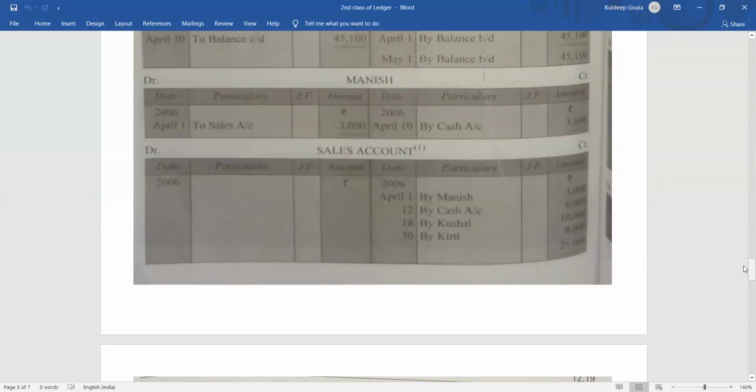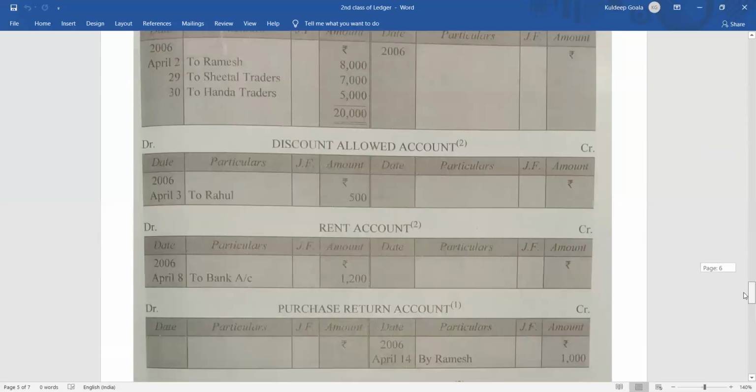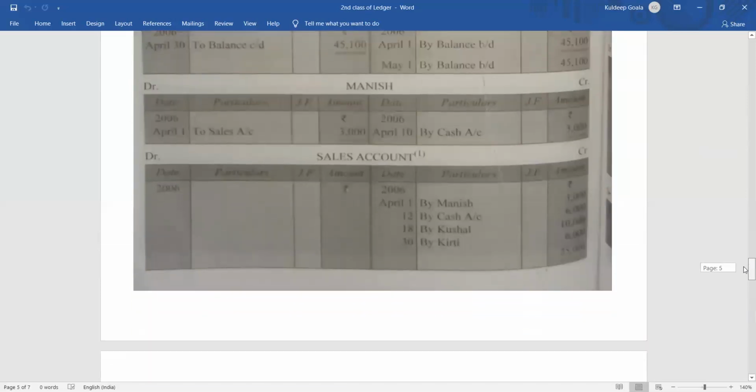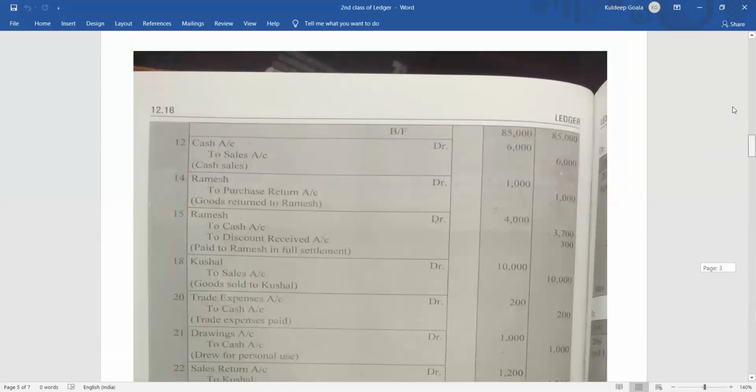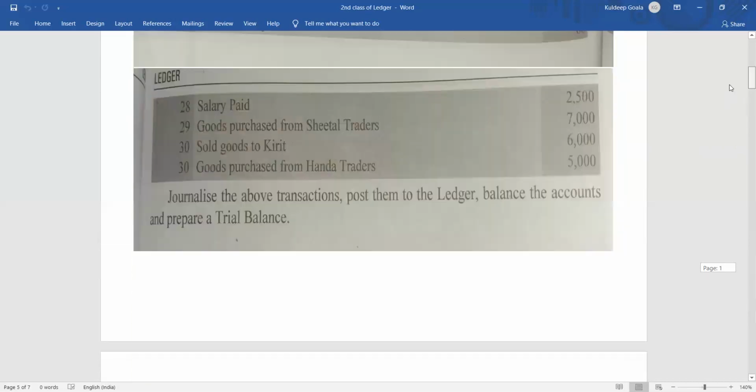Okay. I hope that you all understood this. Then coming back to the journal entry once again. What is the next one?